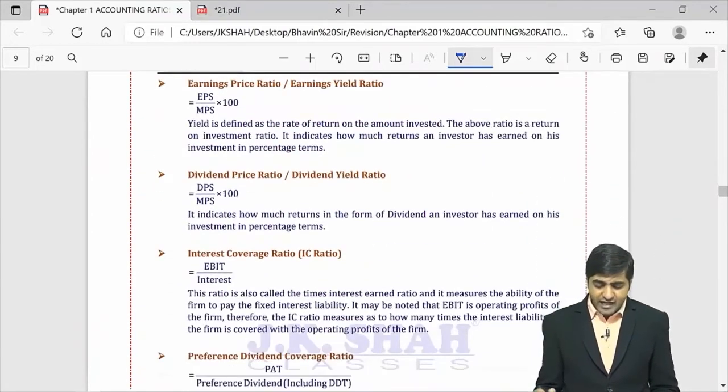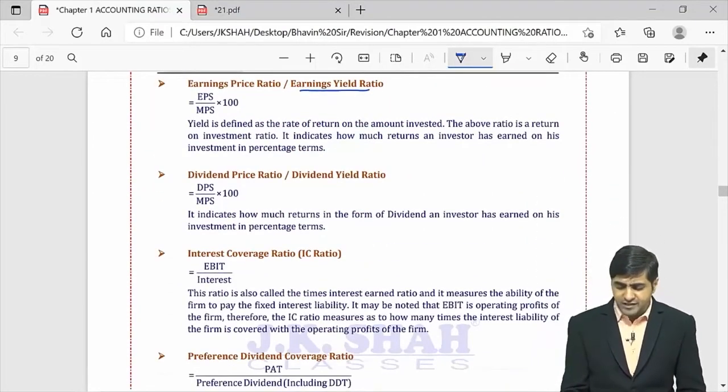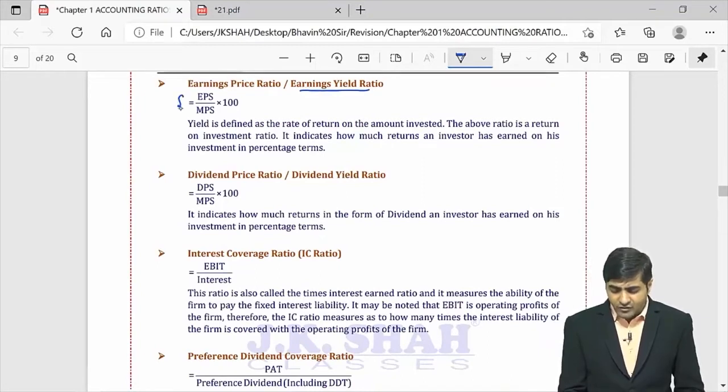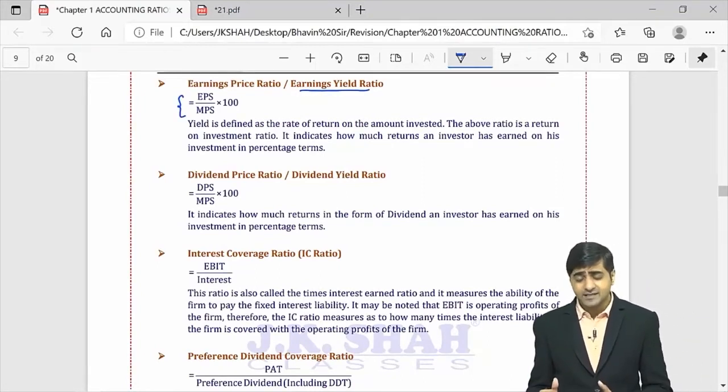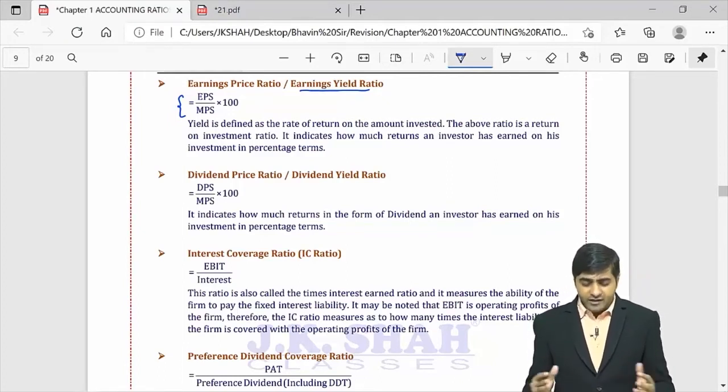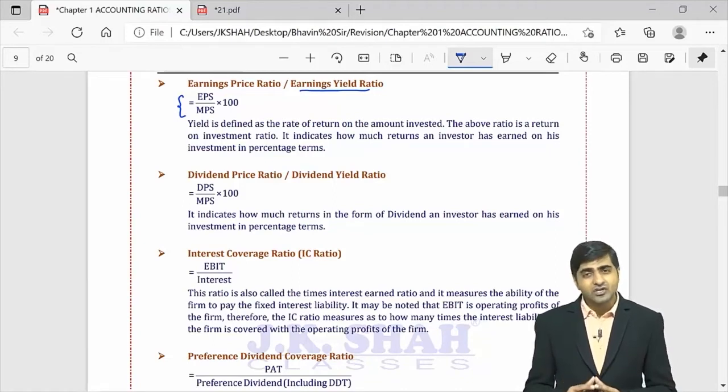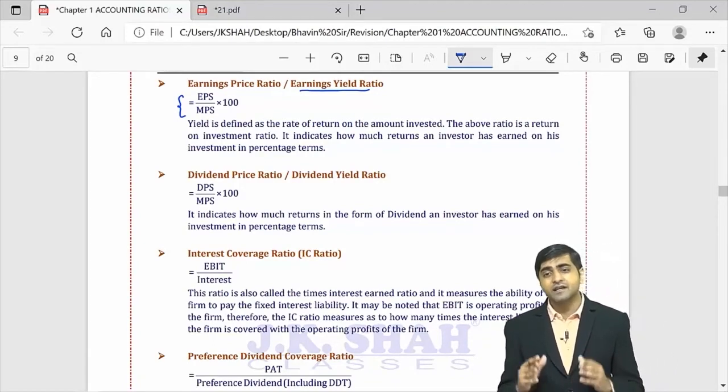And then my dear students, we have the earning yield ratio where we are going to take into consideration EPS upon MPS. A higher ratio indicates there is more earning yield or more earning returns in terms of the investment in equity share, and always an equity shareholder will invest at market price.